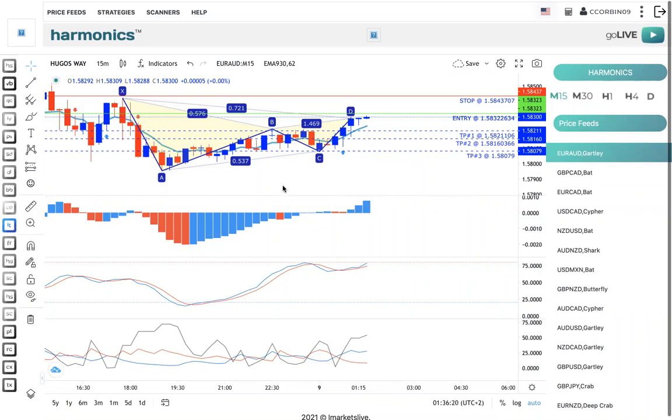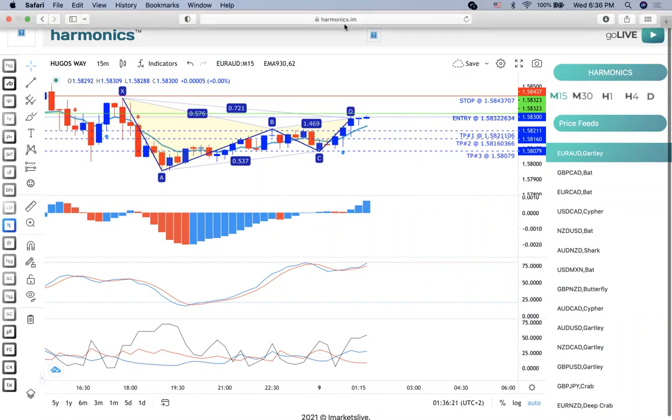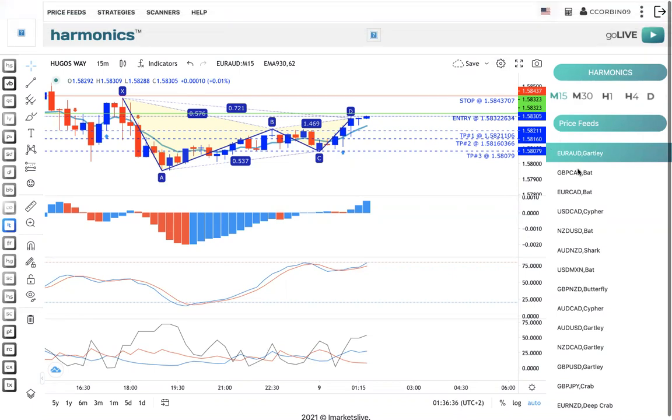So first and foremost, again, I'm using the Harmonic Scanner. To locate this scanner, you just log into harmonics.im, which is a product by IM Master Academy. So if you are interested in learning to trade or becoming a trader, I highly recommend that this is where you enroll, because all the products are super easy to use and straightforward.